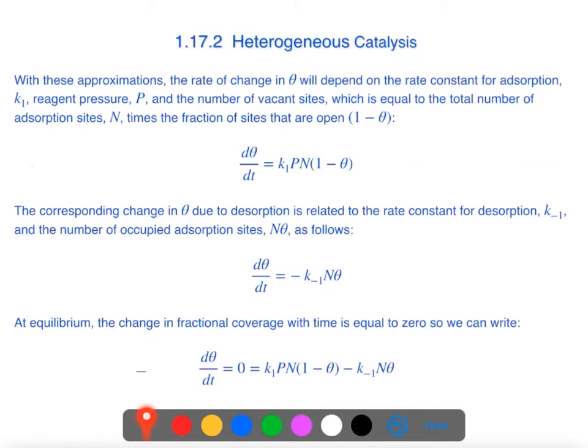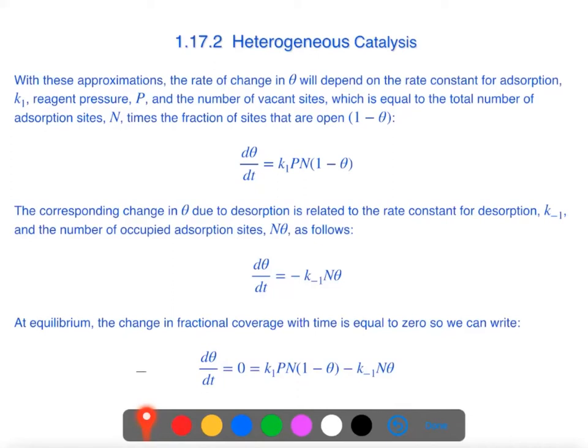As a result, we can write for this change in theta with time, it's going to be equal to the product of those 4 specific terms. Now, the corresponding change in theta due to desorption is related to the rate constant for desorption, K minus 1, and the number of occupied adsorption sites, which is given by the total number of adsorption sites times theta, which is the fractional coverage. And so this would be the second term associated with this changing theta with time.